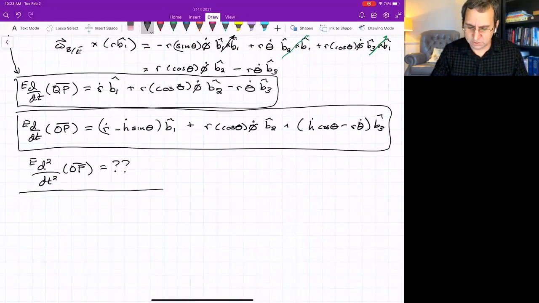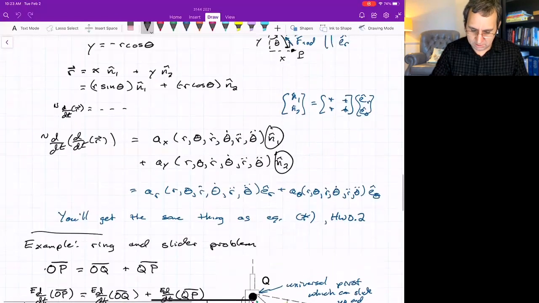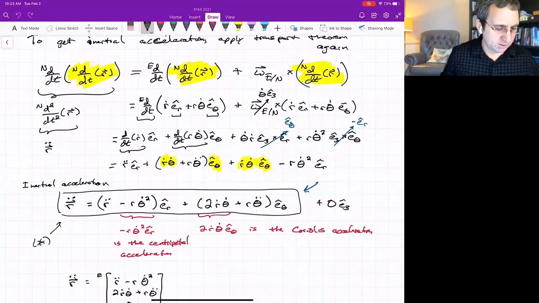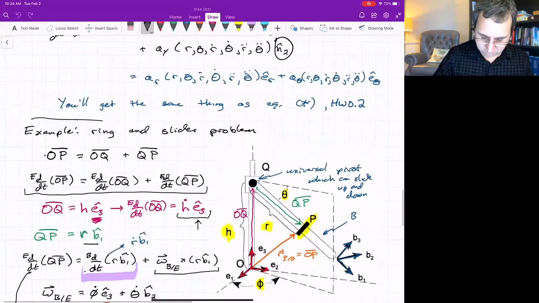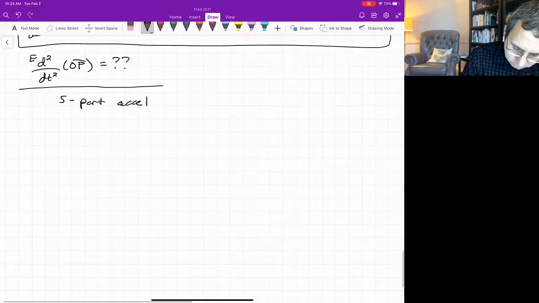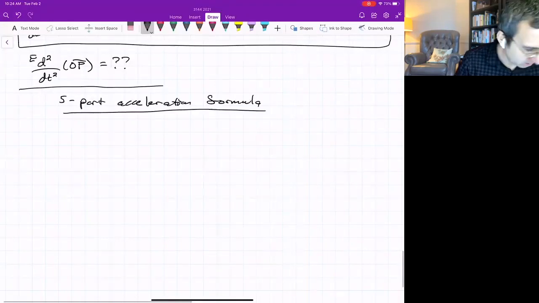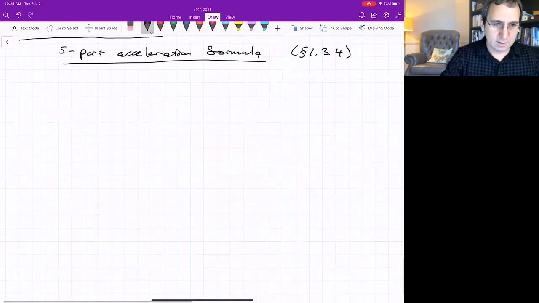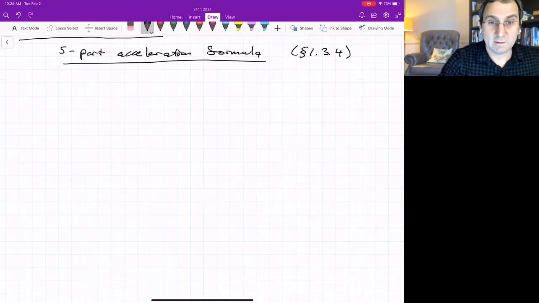All right. So something I did up here, let me scoot up here. We got the inertial acceleration written in polar coordinates and interpreted some of these terms as this is the centripetal acceleration. This is the Coriolis. There's another way to get that, and the book discusses it when it talks about a five-part acceleration formula. So we can talk about the five-part acceleration formula. I don't think they call it that, but that's what it is. This is in section 1.3.4. So let's say something about that, all right?